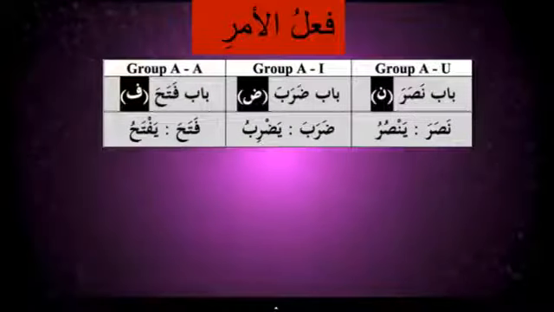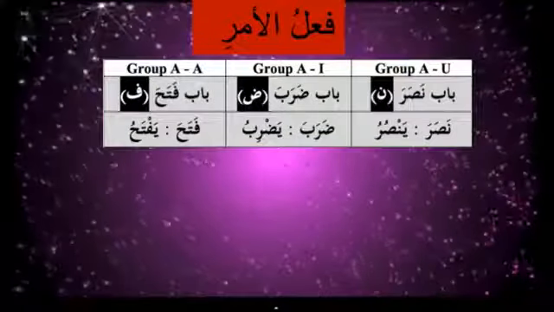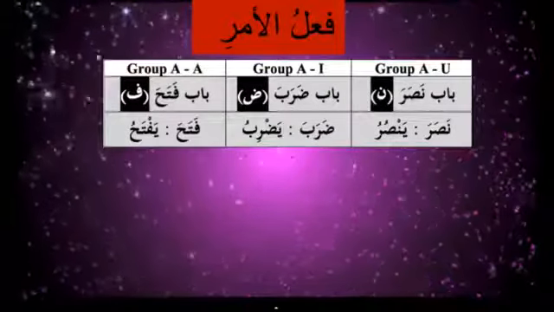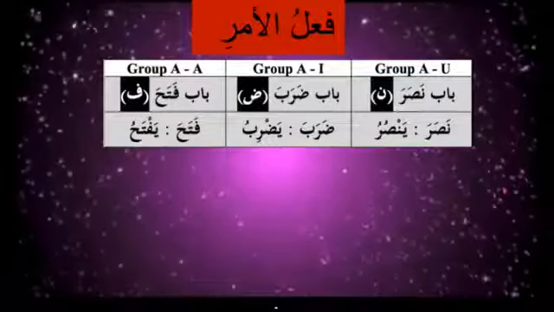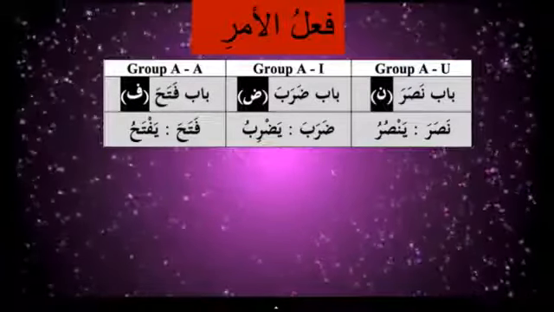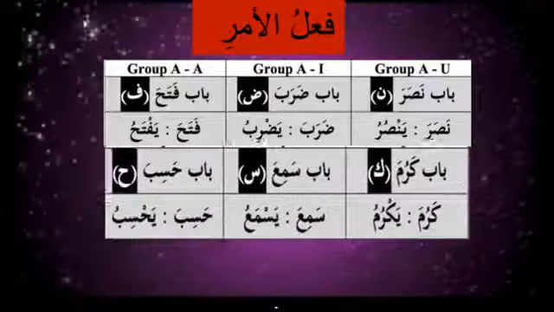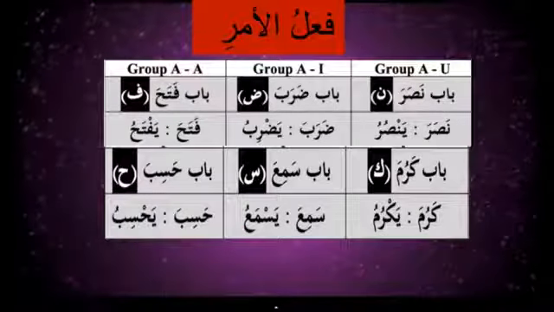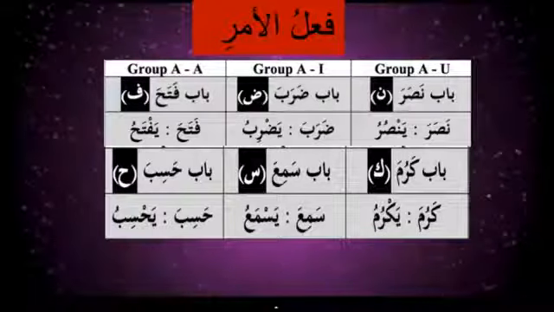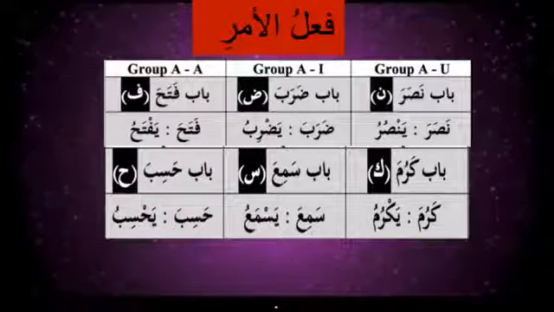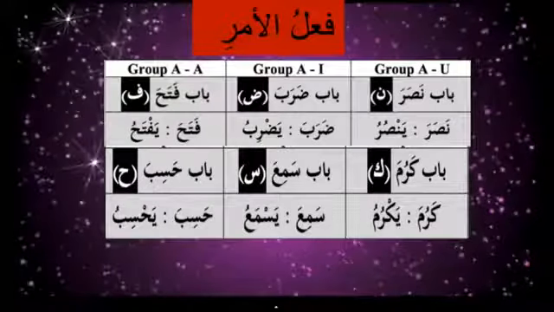To understand completely how the fi'l amr is constructed, it is best to do a quick recap about the different babs. The reason we need to know is, if you say bab nasara yansuru, daraba yadribu, fataha yaftahu, the action is taking place on the ayn kalima. This is important in constructing the fi'l amr of a three-letter fi'l. What is the other group we learned? This is bab karuma: karuma yakrumu, sami'a yasma'u, hasiba yahsibu. We need to keep these babs in mind, and it will be very helpful in making amr. And it's very easy, inshallah.